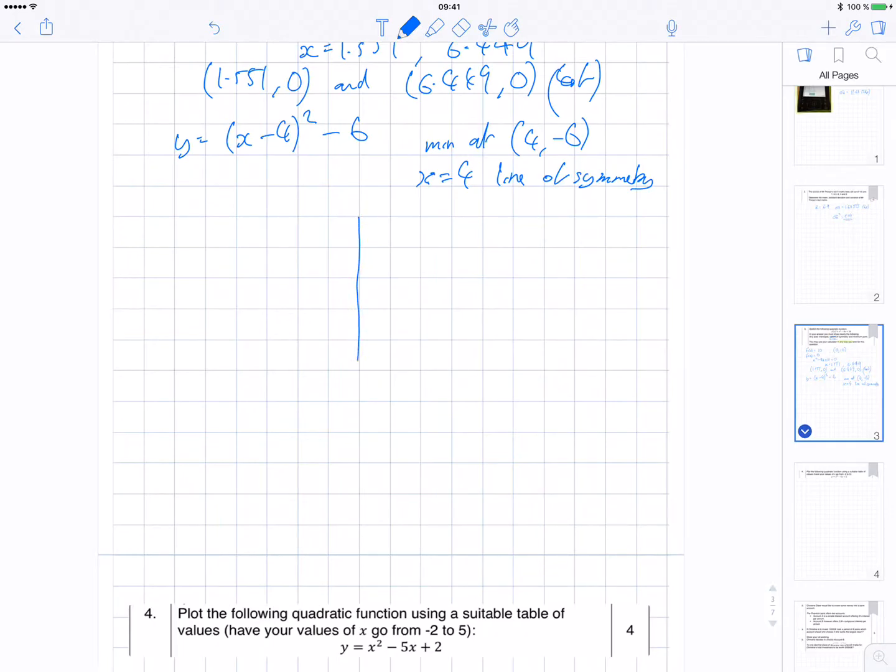So y, I'm going to just see what it looks like on the calculator.